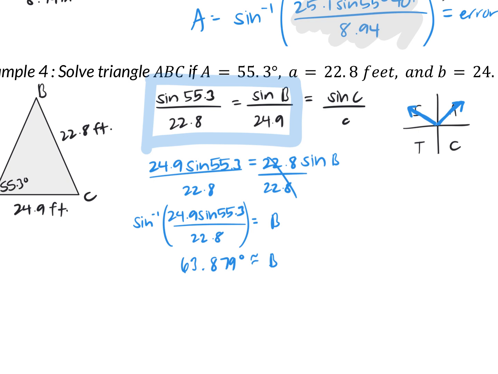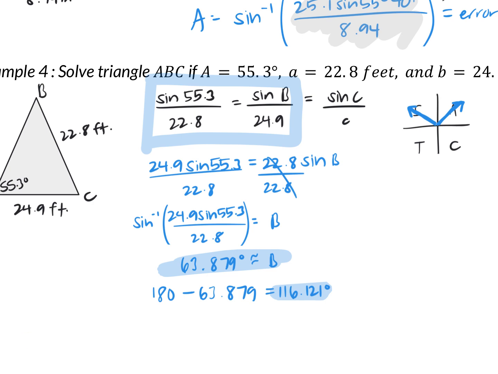So to find the other one, all you have to do is take 180 and subtract your 63.879. And when I do that, I get 116.121 degrees. So what's happening here is I could either have angle B equal 63.879, or I could have angle B equal 116.121. Okay?